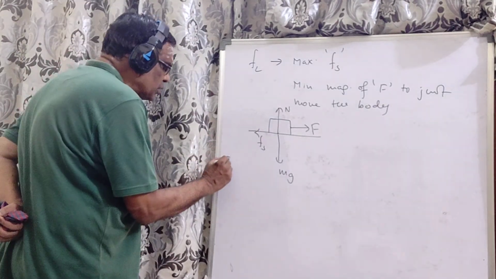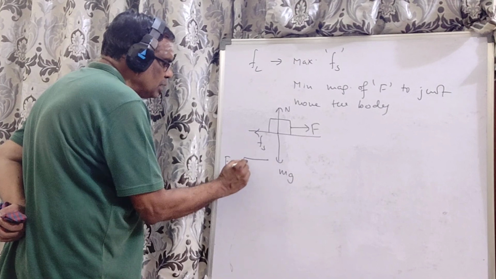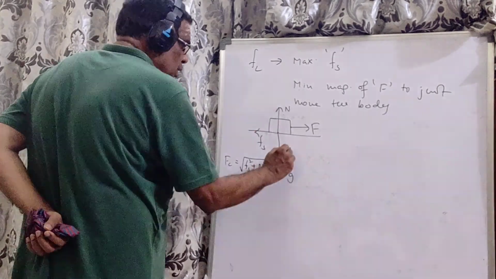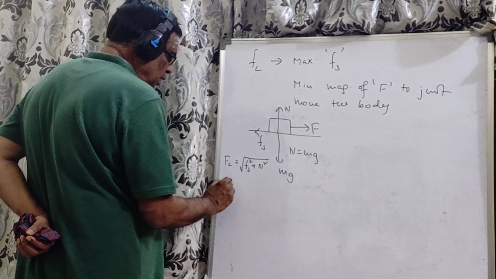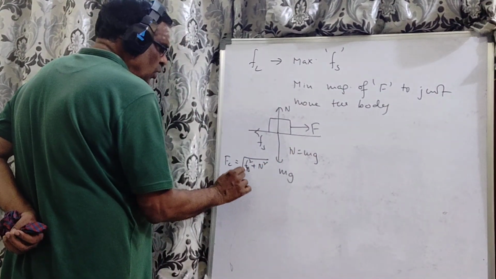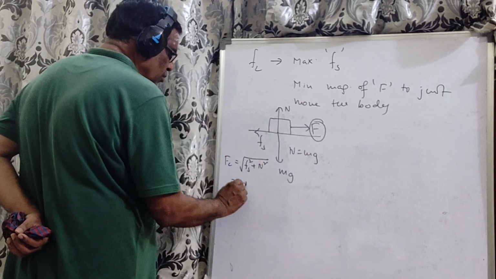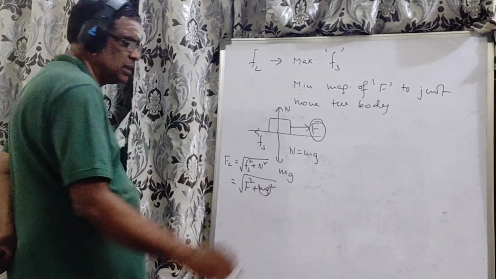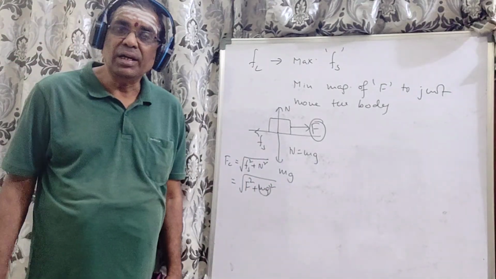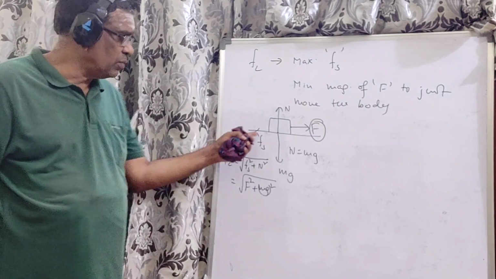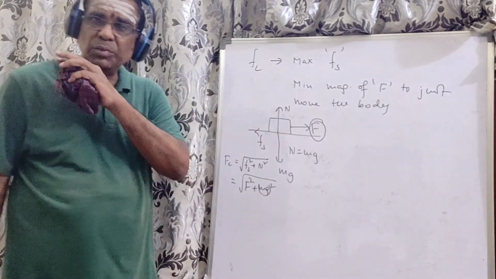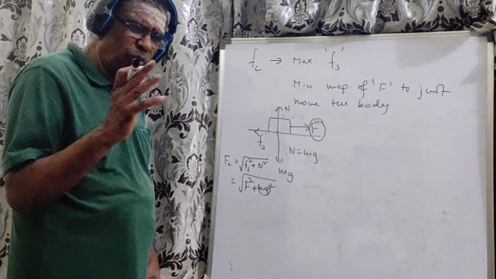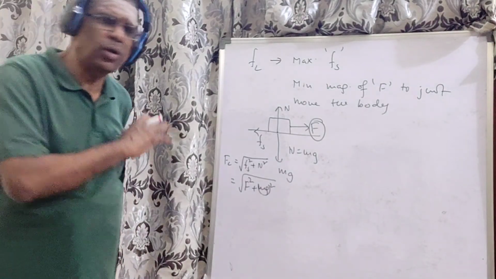What is the contact force? Square root of Fs square plus N square. In this case, N is equal to mg. So, what do you write for Fs? F square. This is the contact force. Never try to use mu here. When frictional force is static, mu doesn't come into play. Is it okay? That one. Very, very important point.